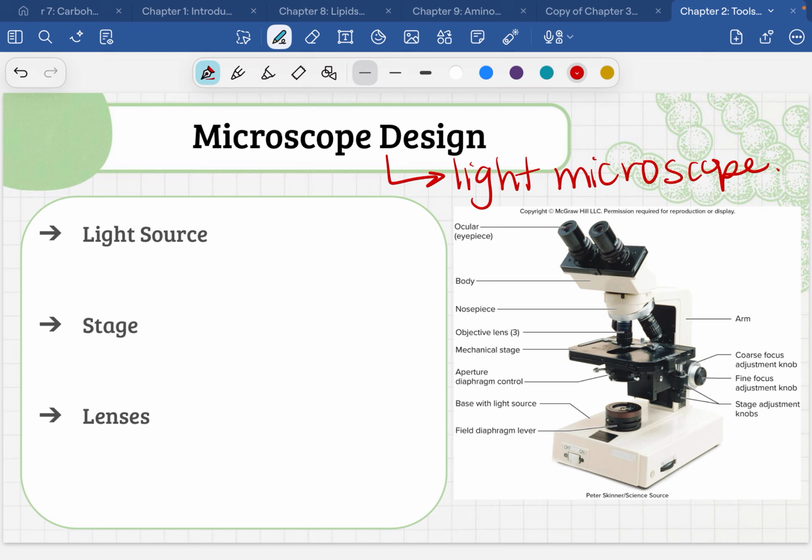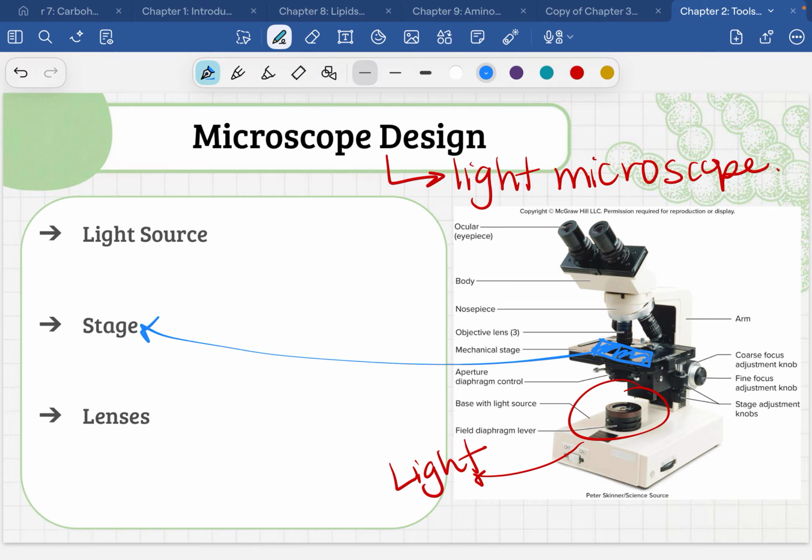Basically the way that a light microscope works is the light source is down here at the bottom, and the sample will sit right here on the stage. And then the person trying to view something will look through the lenses, which are up here. So the lenses are the part where your eyeballs look in. The stage is that middle part where the sample will sit, and the sample is usually put on a glass slide, but it will sit right there.